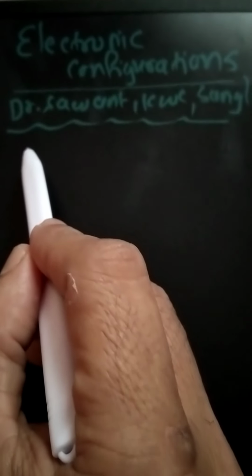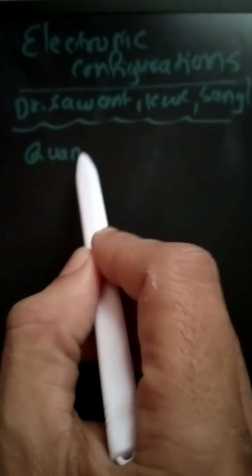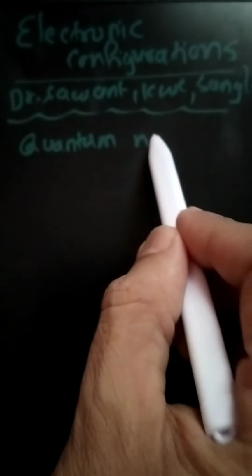Hello students, the most important part of atomic structure is the electronic configurations. Why? Because the properties of the elements and the formation of compounds depend upon the electronic configurations. So how did that arise? That arose from the quantum concepts and quantum numbers. Quantum numbers explain the position, motion, and state of an electron in the orbitals of atoms.